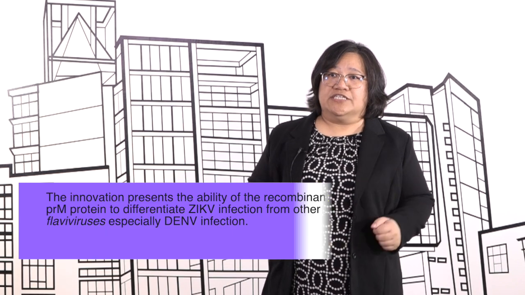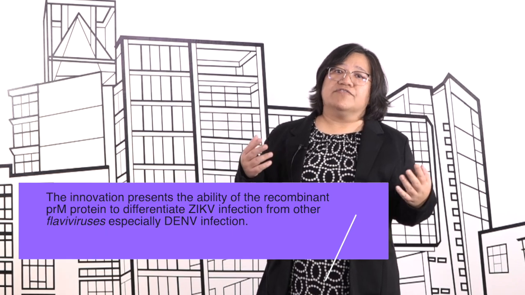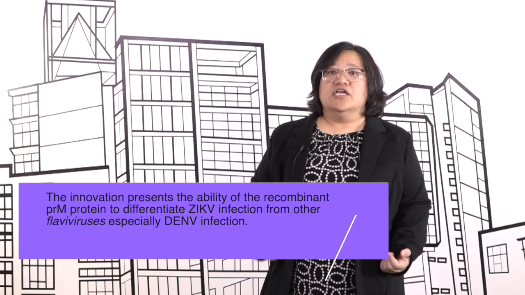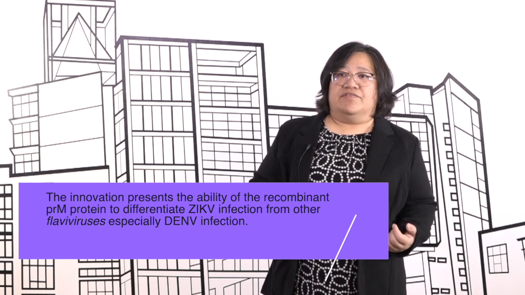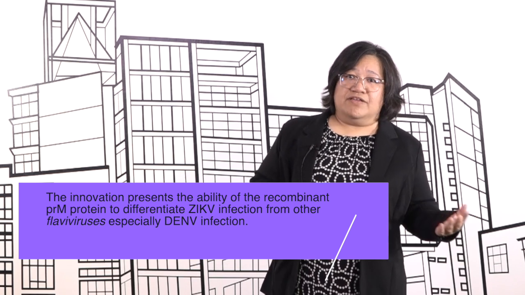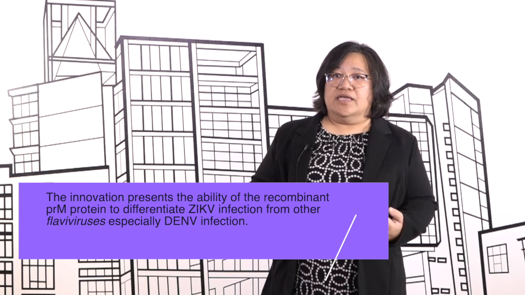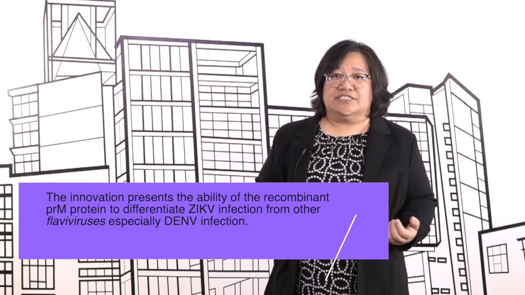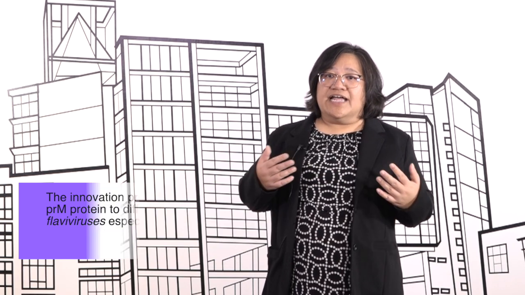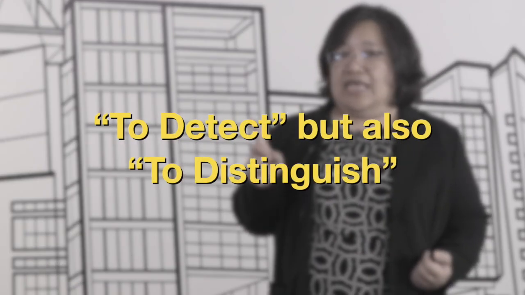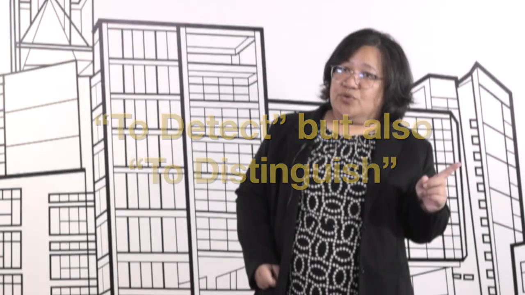Furthermore, the innovation presents the ability of the recombinant prM protein to differentiate Zika virus infection from other flavivirus, especially dengue virus infection. In conclusion, this innovation presents potential antigens for development of omics technology assay, not only to detect, but also to distinguish Zika virus infection.